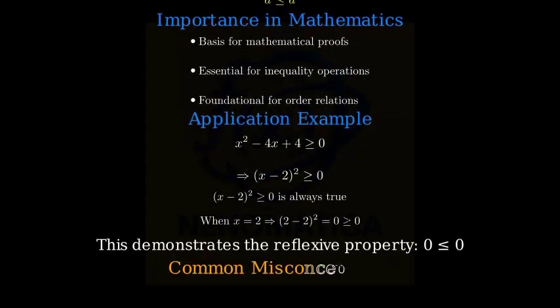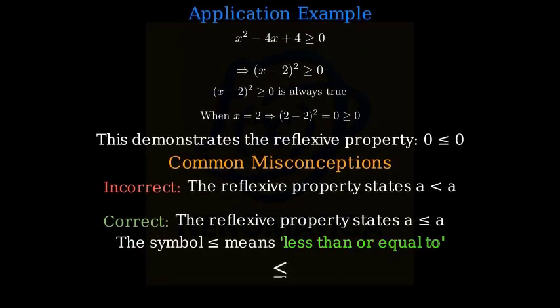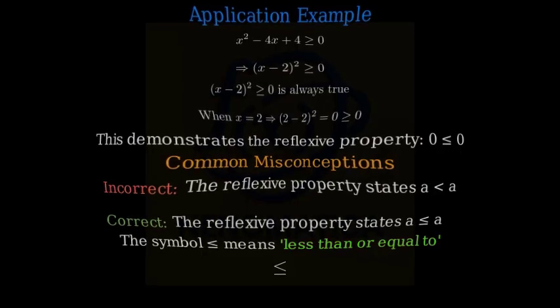Let's address some common misconceptions about this property. Some students think that the reflexive property uses the strict inequality less than, but it actually uses less than or equal to. The correct mathematical symbol is less than or equal to, which is a sideways, slightly elongated U with a horizontal line underneath it.